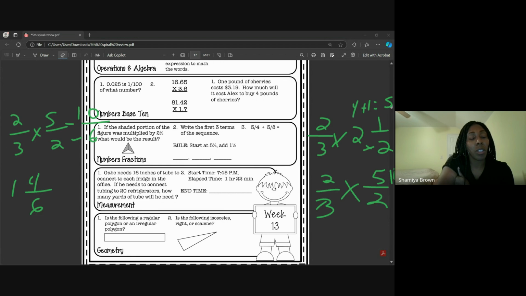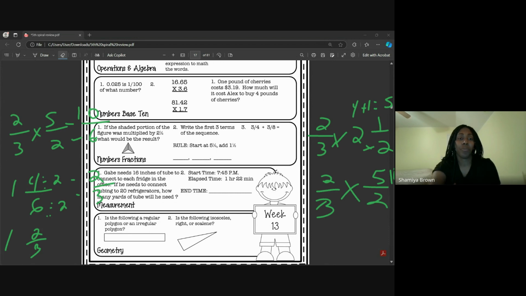So that gives me 1 and 4/6, but 4/6, I can simplify that because both 4 and 6 are even numbers, so they both can be divided by 2. So if I divide both of these by 2, I'm going to get 1 and 4 divided by 2 is 2, and 6 divided by 2 is 3. So it'll give me 1 and 2/3 for my final answer. Okay.